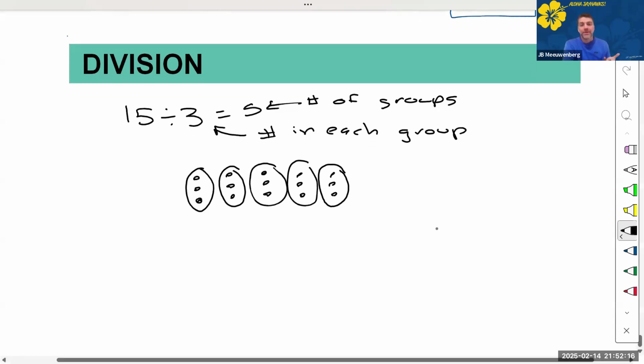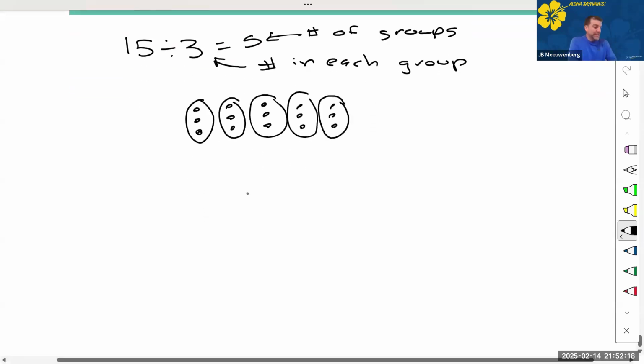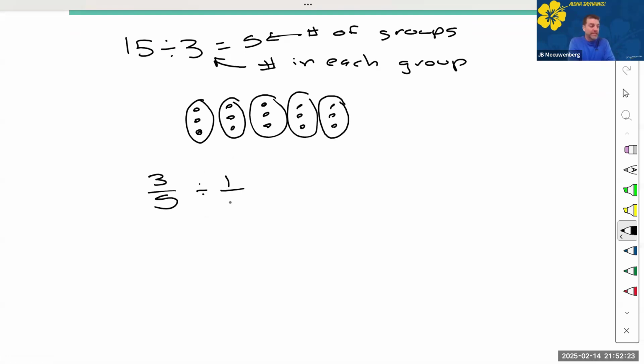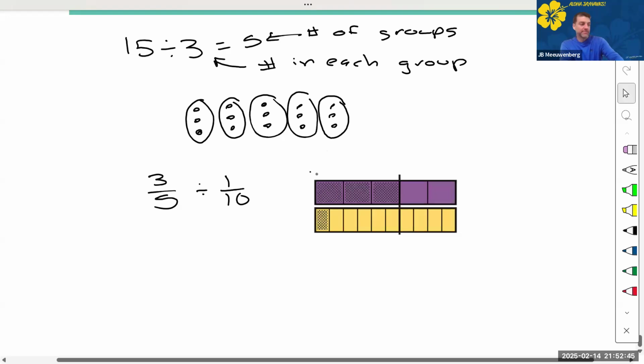We can do the same thing with fractions. We can take 3/5 and divide it by 1/10, which means if we start with 3/5, how many tenths can we take away from it, right? How many groups would have a tenth in it? That might not be entirely obvious to you visually until we look at something like this. Let's examine this.